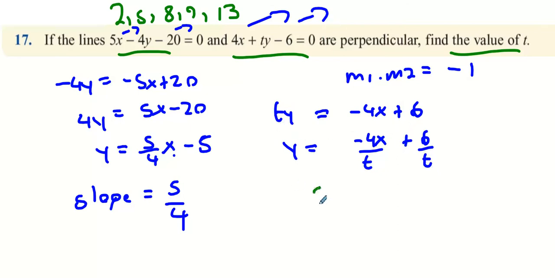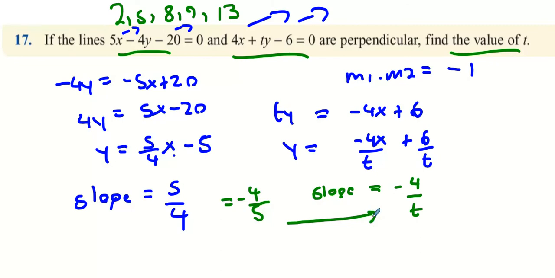The slope is minus 4 over t. Now we know that a perpendicular slope to 5 over 4 would be minus 4 over 5. This implies that t has to equal 5. And we're done.